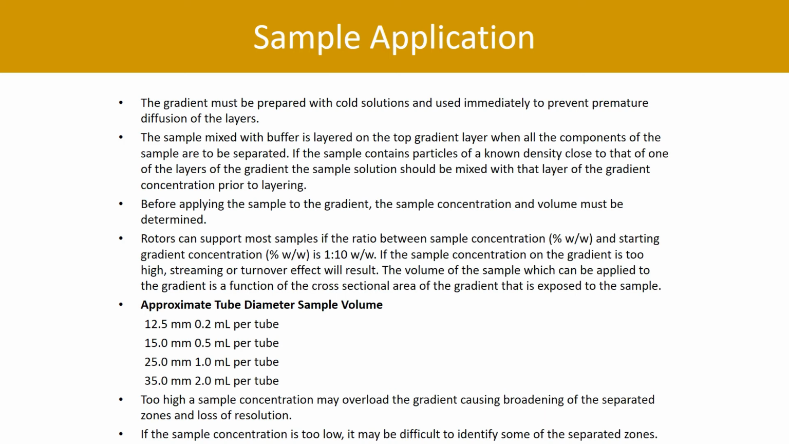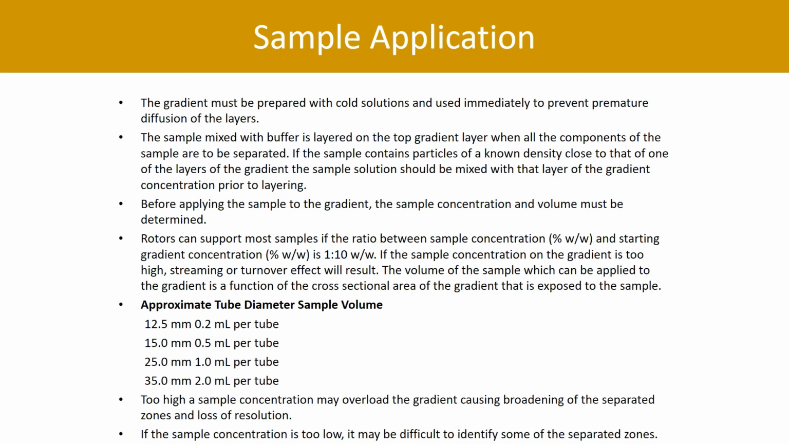The last part in this discussion is how we apply the sample for separation. Keep in mind that all gradients must be prepared in cold conditions and the temperature should be maintained, so that temperature is not a factor in failing to get the separation. Normally, the sample is mixed with buffer and very carefully layered on top of the gradient. This is an art; you need to develop that skill. If the density of the particle you want to separate matches the density of the topmost layer, normally the homogenate is mixed with that gradient and then layered on top. All these steps are taken to prevent the solutions from getting mixed up.